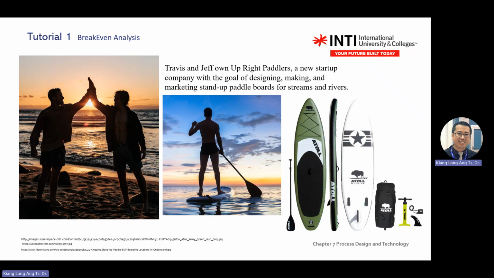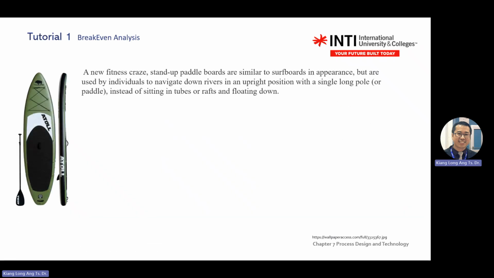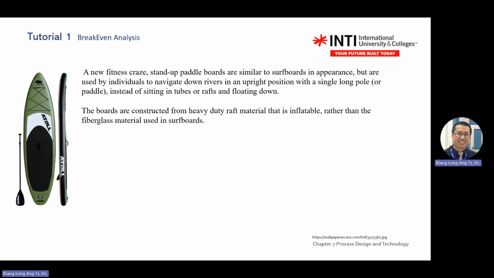So this is the stand-up paddle board, where you stand up on the board, or these tools here, and you row it as a water sport. Now, they go and do some survey. Stand-up paddle boards are similar to surfboards in appearance, but this is more explaining what the stand-up board is. So the boards are constructed from blah, blah, blah. This is an important statement: unlike surfboards, for market 500 to 1000, the paddle board is typically sold for 100 to 400. This is a market range.